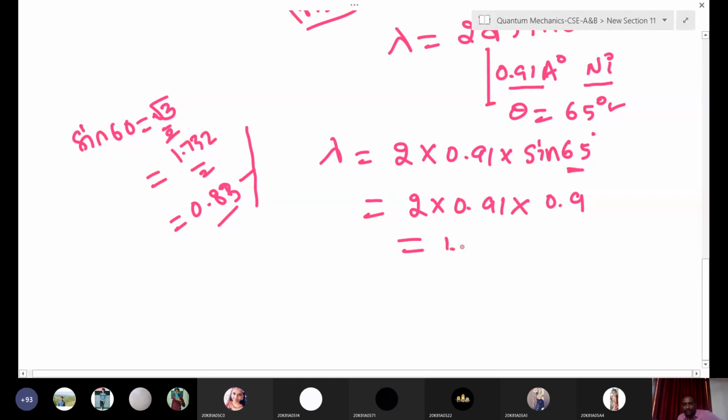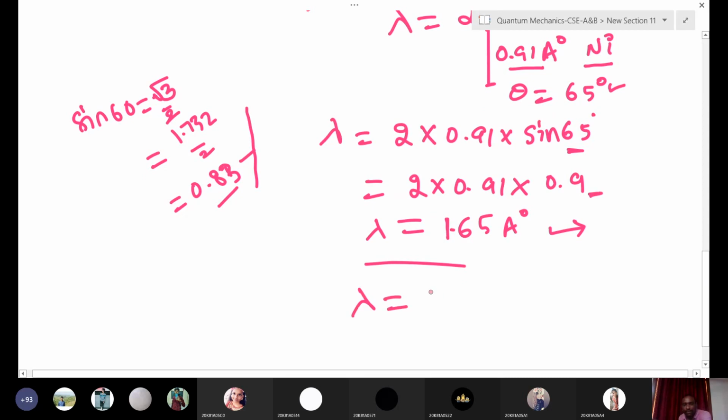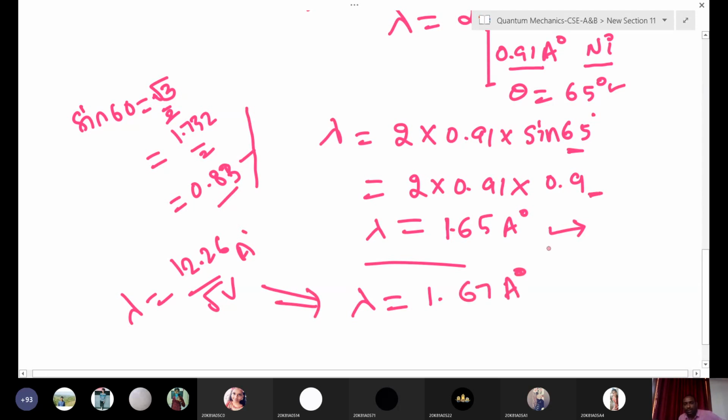1.63. Around 1.65 you will get, because we have neglected the decimals. If you take the decimals, approximately we will get 1.65 angstrom. Okay, using this diffraction condition, we observed the wavelength is 1.65. But using the experiment, what is the value? Lambda, just before the Davisson-Germer, we solved this, right? Lambda is equal to 12.26 by root V angstrom. How much did we get here? 1.67 angstrom. Yeah, very good.